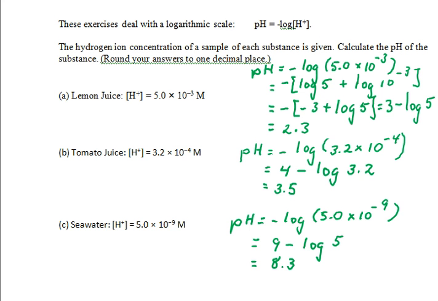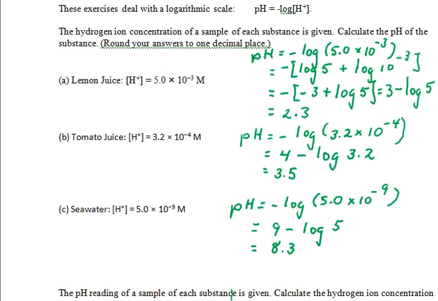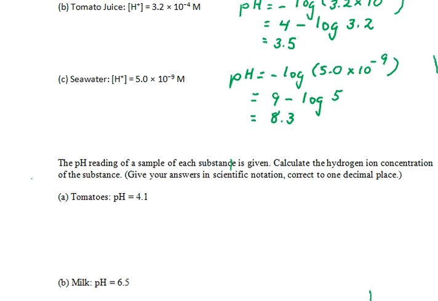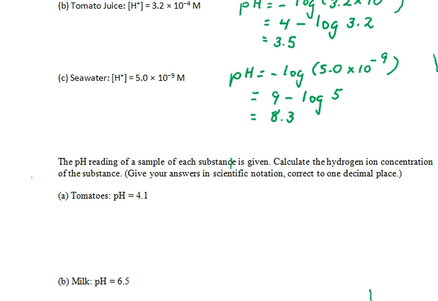Now we'll go the other direction, and this time they're telling us that for a different batch of tomatoes, this is tomatoes before we had tomato juice, our tomatoes have a pH of 4.1, and we're asked to find the hydrogen ion concentration. So the 4.1 is going to be equal to the opposite of the log of the hydrogen ion concentration.